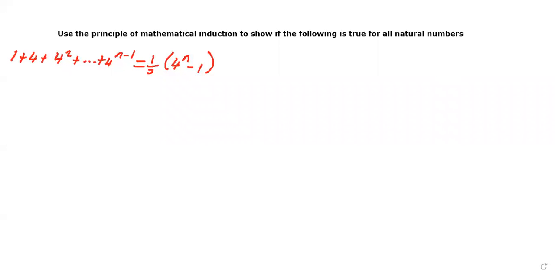Yeah, we will show that 1 plus 4 plus 4 squared plus ... plus 4 to the n minus 1 is equal to 1 over 3 times (4 to the n minus 1) for all natural numbers. We're going to prove this by the use of the principle of mathematical induction. So the first step is our basis step.